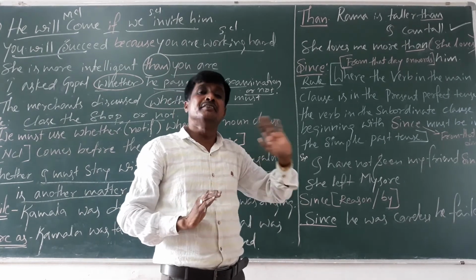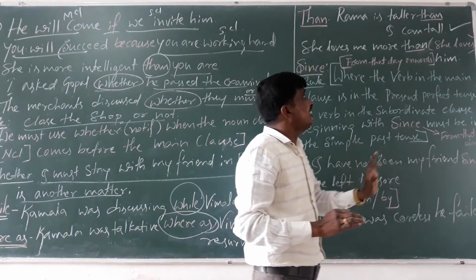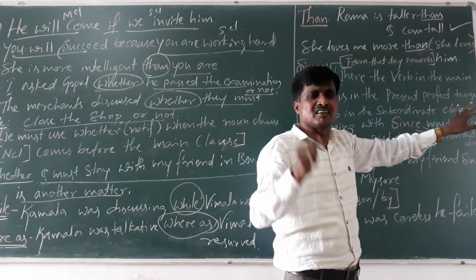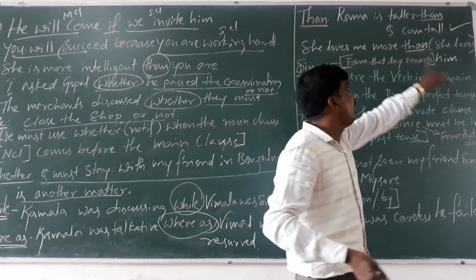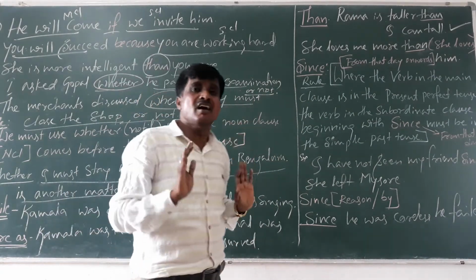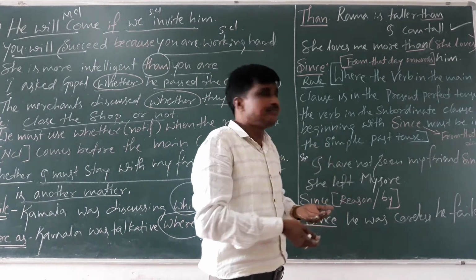Ramu is taller than me. No, this is not correct. Ramu is taller than I can talk. This is the correct English. According to the grammatical rule, we have to use it like this. Ramu is taller than I can talk. I can talk means in that manner.